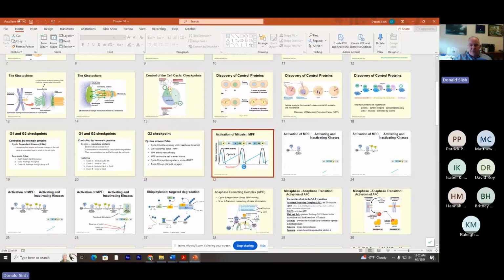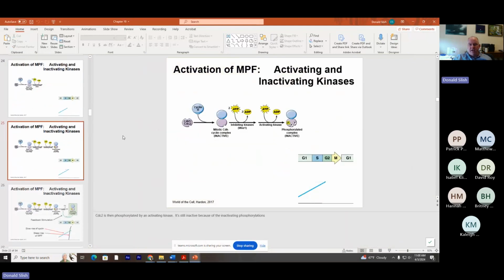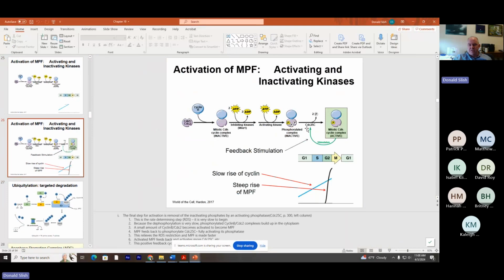This is this figure here. Okay, it's building up slowly, but then MPF takes off fast, which is because of this: MPF very, very slowly gets activated by CDC25, which is the phosphatase. Once some MPF gets activated, it phosphorylates CDC25 and it becomes more active. And so you have this positive feedback cycle that causes a steep rise of activation. And then, of course, once it's activated, APC gets activated and we break down cyclin B and it goes away.